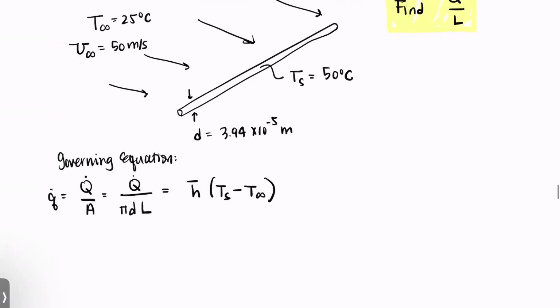Since we want to find Q dot over L, I'm going to move pi times D over to the right-hand side and then replicate the rest of it. Okay, so this is our governing equation. We know T infinity, we know TS, we know D, we know pi, of course, and as is the case with all of these problems, we need to find H bar.